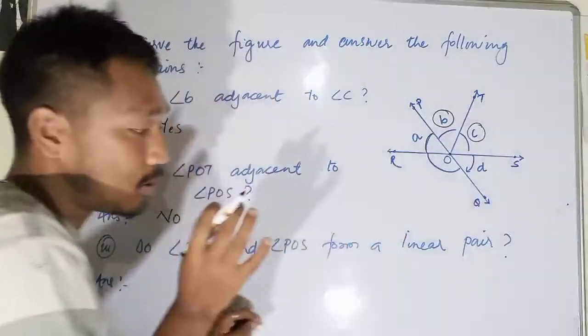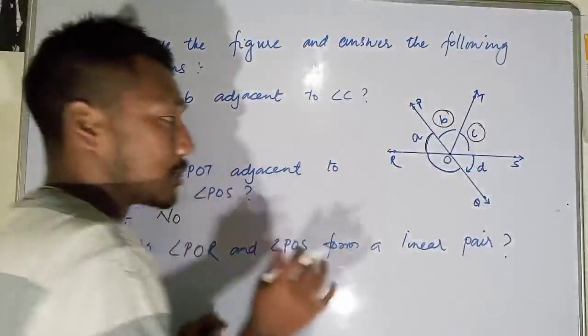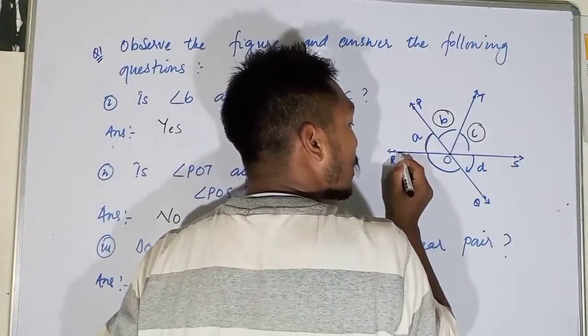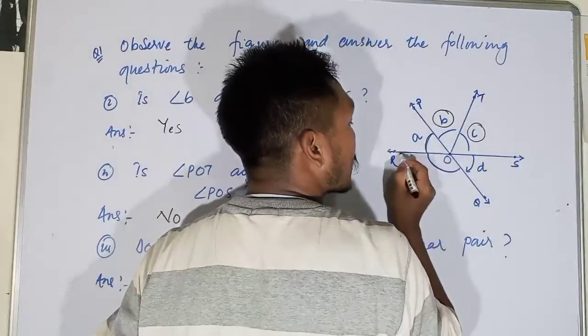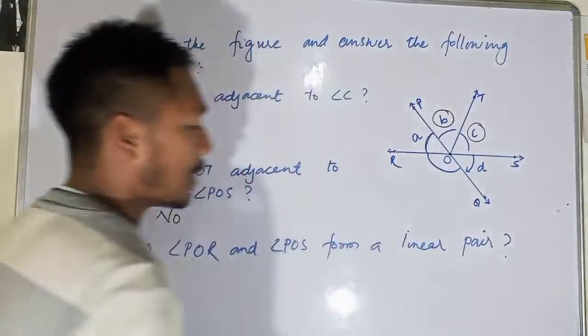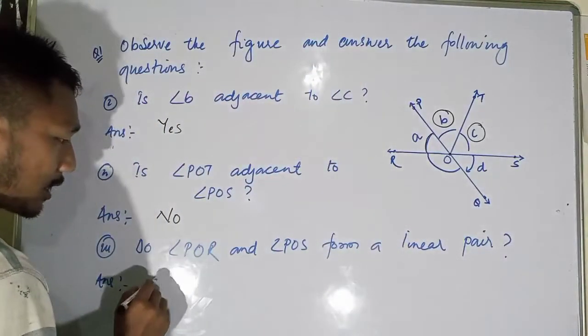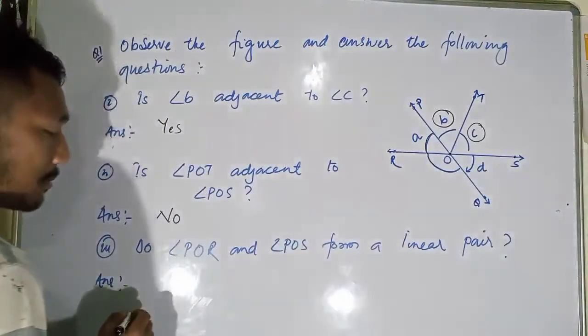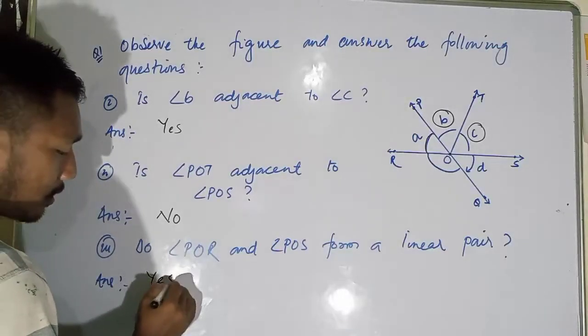they are adjacent to each other. Are they a linear pair or not? Yes, they are a linear pair. Why? Because they are forming a straight line. What is the straight line? ROS is a straight line. Do POR and POS form a linear pair? Yes, they will form a linear pair.